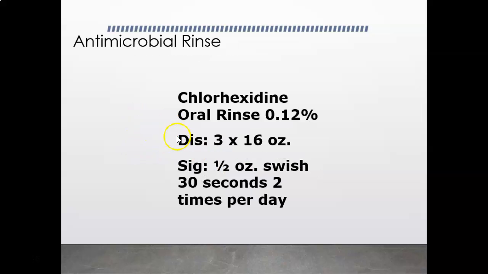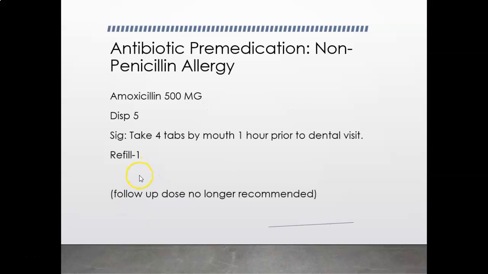For an antimicrobial rinse such as chlorhexidine oral rinse 0.12%, dispense 3 16-ounce bottles, swish with 1/2 ounce for 30 seconds twice per day. That's an example of what a prescription might look like for chlorhexidine.